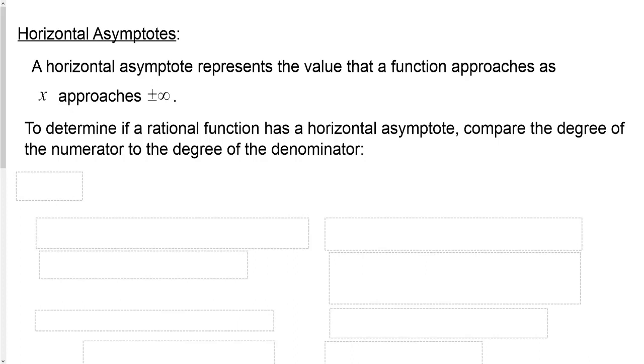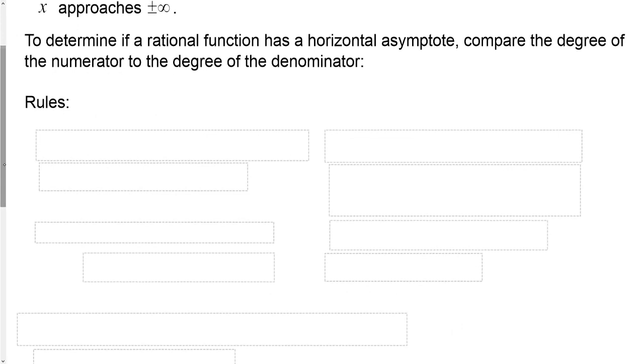And horizontal asymptotes, you can cross any number of times. There's examples of functions that cross their horizontal asymptote an infinite number of times. It's just that as you get further and further toward infinity, your graph is approaching that asymptote.